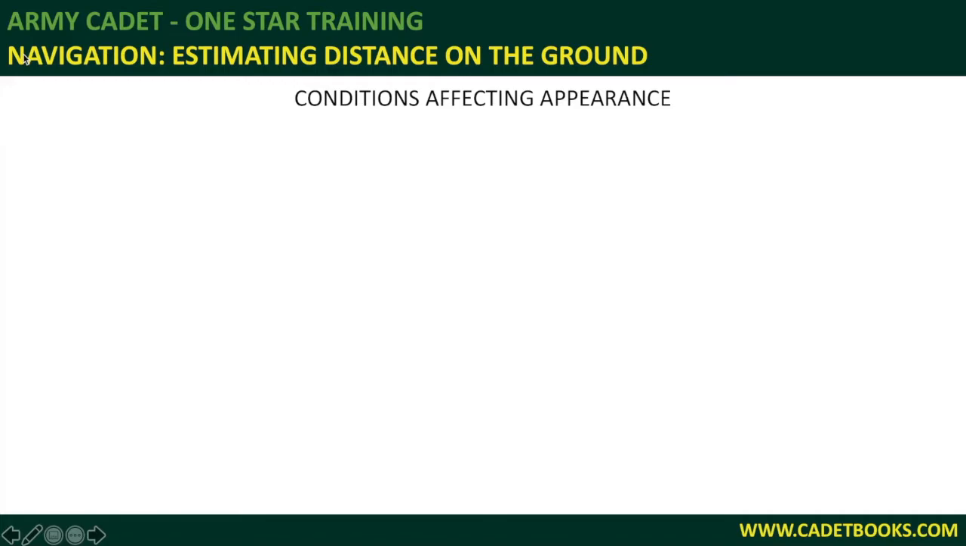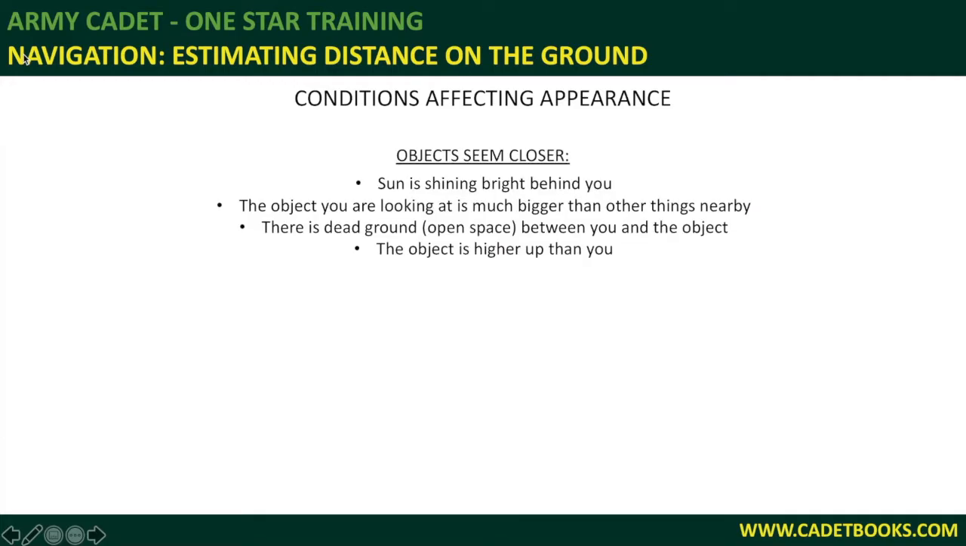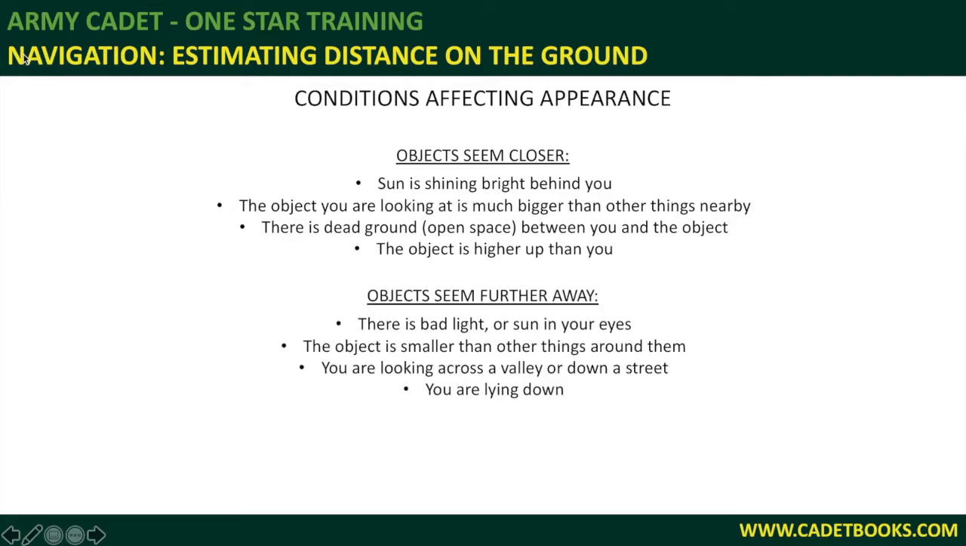Conditions affecting appearance. Objects seem closer when the sun is shining bright behind you, the object you're looking at is much bigger than other things nearby, there is dead ground or open space between you and the object, or the object is higher up than you. Objects seem further away when there is bad light or sun in your eyes, the object is smaller than other things around them, you're looking across a valley or down a street, or you're lying down.